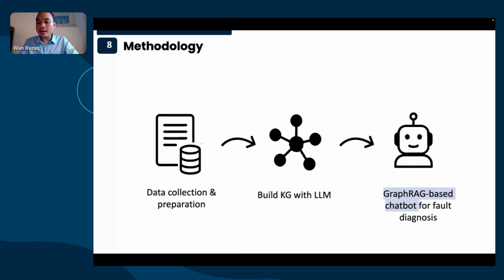All right. And then comes the methodology. So I started with data collection and preparation. And then from that, I built the knowledge graph with the help of LLMs. And then the developed knowledge graph would be used for the final prototype, which is a GraphRAG based chatbot for fault diagnosis. So this is the sequence of methodology that I used during this research project.